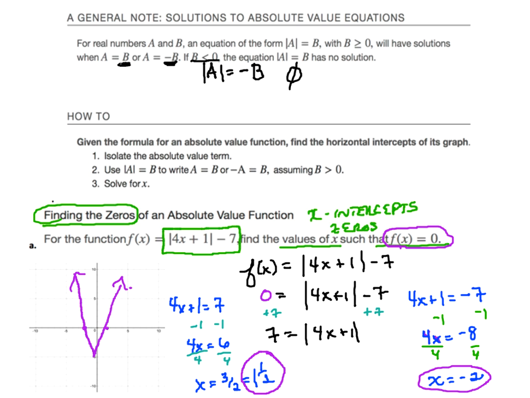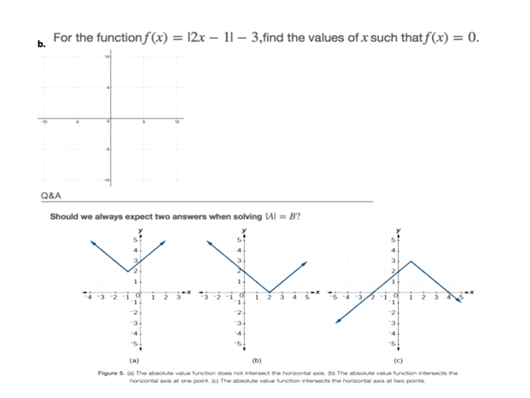All right. Y'all good so far with that? You understand the x-intercepts? Awesome. Okay, so here's another one to practice with. Same thing. Find the values of x such that f of x is equal to 0. So I start out with my function f of x equal to absolute value of 2x minus 1, minus 3. I need to plug in 0 for f of x because I'm looking for the x-intercepts, and I always get that by plugging 0 in for y.